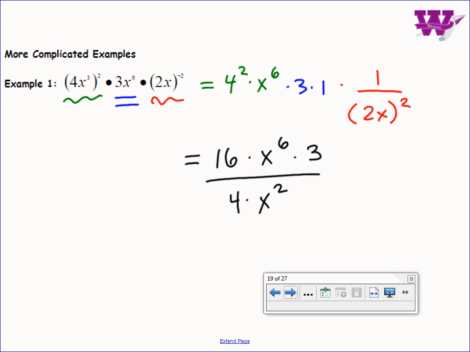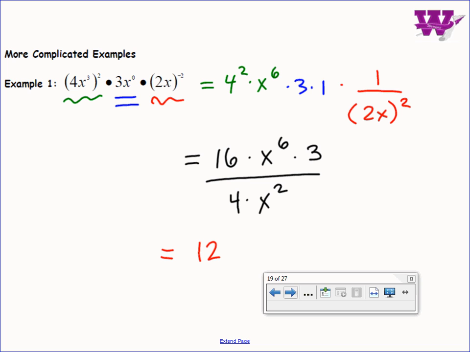And now we're almost there. 16 over 4 times 3. I can reduce this as 16 times 3 is 48. Divided by 4 is 12. Alternatively, 16 over 4 is 4 times the 3 on top is 12. Either way, I get 12.